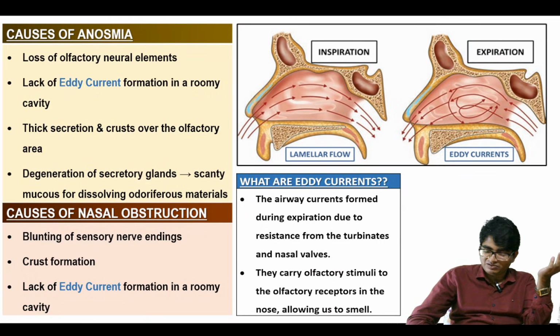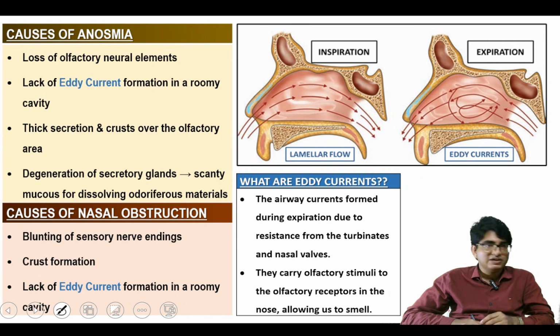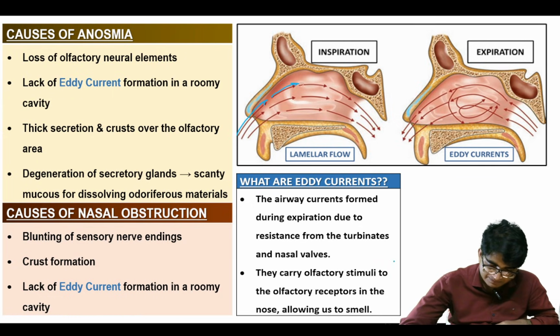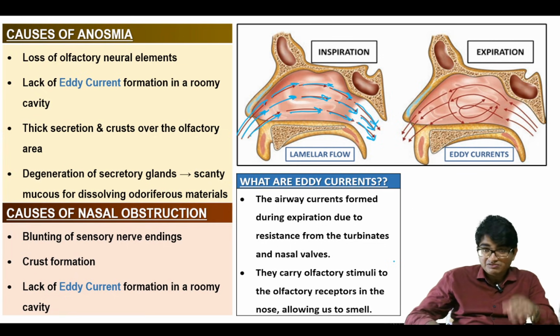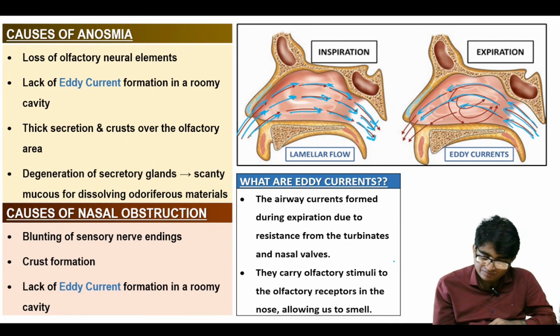Why is there anosmia or nasal obstruction? To know this point, we need to go deeper into nasal physiology. During inspiration, there is lamellar flow of the air currents. No problem. Air is going inside in parallel lines. Obviously, no doubt till now. But during expiration, something occurs. What happens? During expiration, the air currents are going like this from inside to outside. This is the most, no problem.